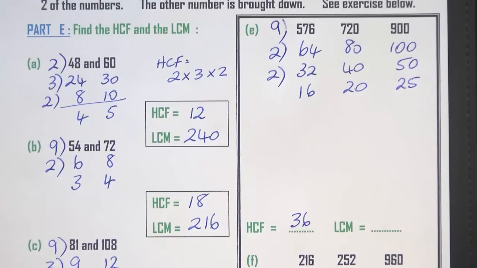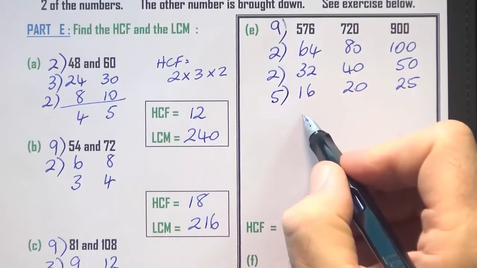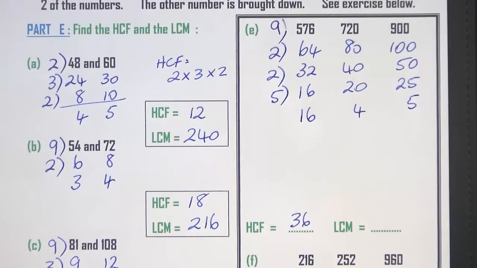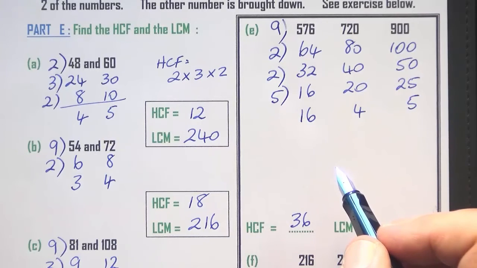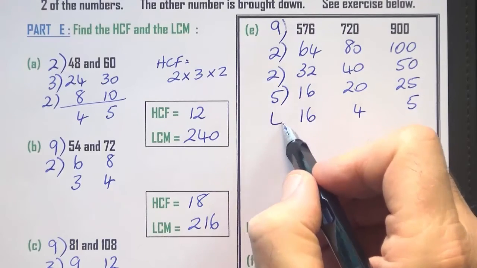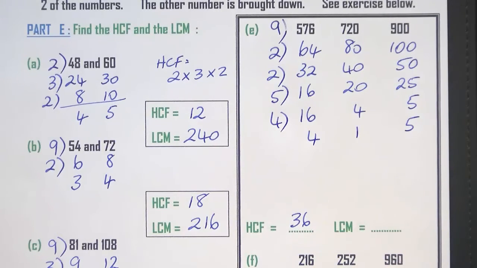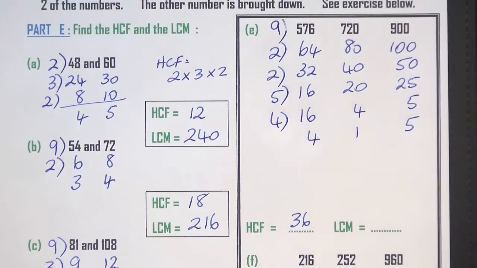But in the case of the LCM, I keep dividing if any 2 of the numbers are divisible by a factor. And here you'll see that 20 and 25 are divisible by 5. So what I do is divide by 5, bring down the 16, and divide the other 2 numbers by 5. But again, I see that 16 and 4 are divisible by 4. So I divide by 4, which gives me 4 and 1, and I bring down the 5. Now my LCM will be 9 by 2 by 2 by 5 by 4 by 4 by 5, which is 14,400.